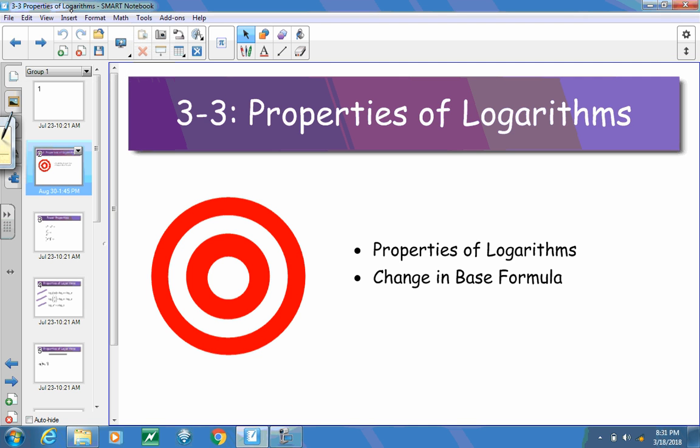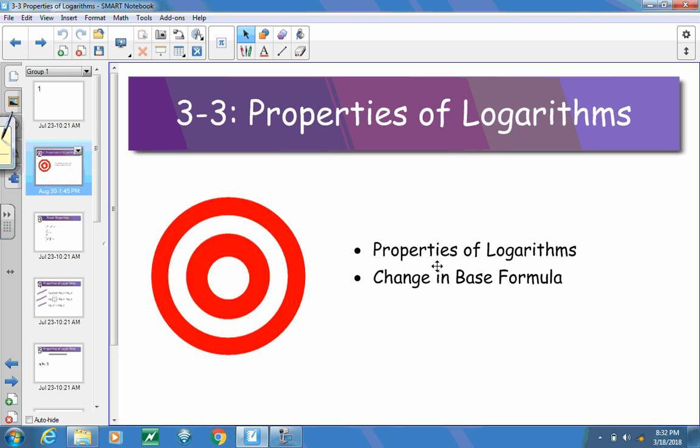Right, continuing on with section 3-3, what I'm going to be covering is the properties of logarithms. So once again, this should be all review from Algebra 2. Using these properties, we're definitely going to be using one of them, our power property, but the others are going to be dependent on how we choose to go about solving our exponential function.